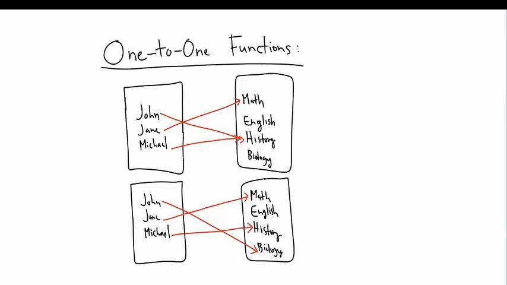Explore one-to-one functions. So here we have two relations, and let's first ask, are these relations functions? Let's take the top one. We see that each element of the domain, each student, has exactly one arrow emanating from his or her name. So this is a function here. And for the relation on the bottom, again, each student has exactly one arrow emanating from his or her name.